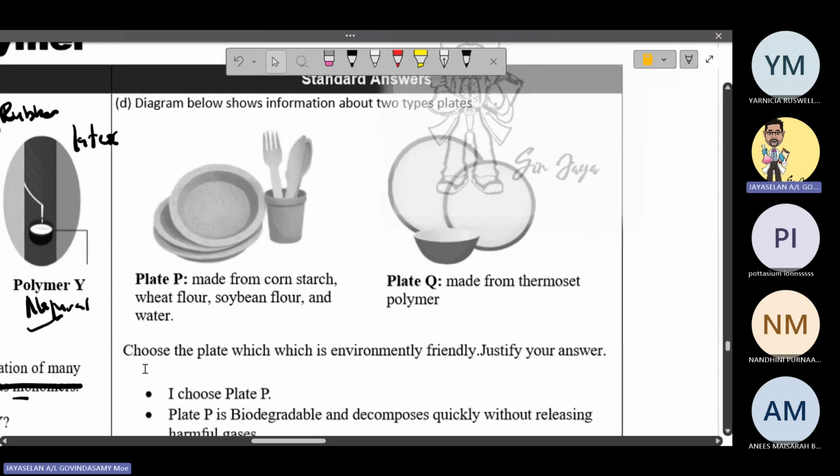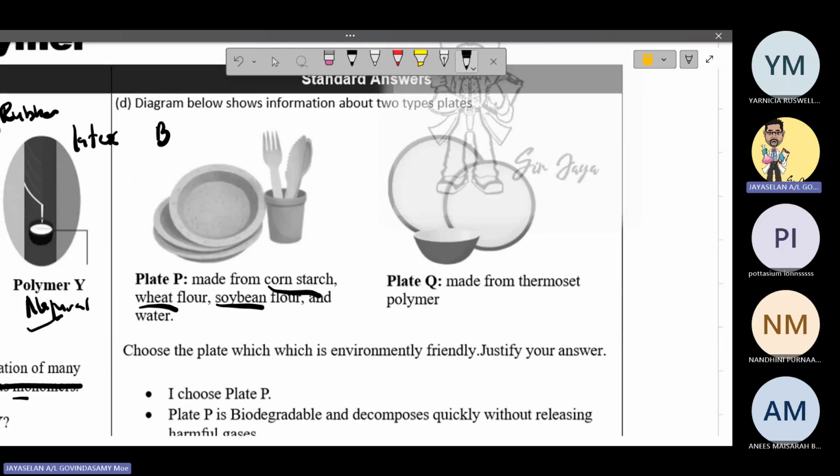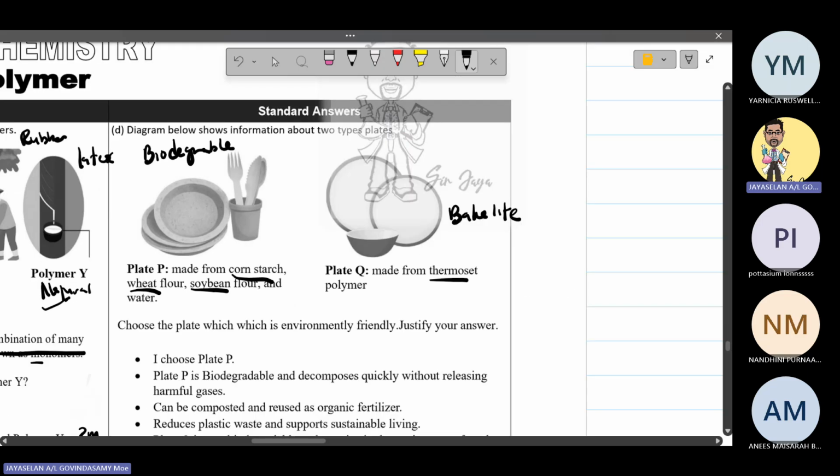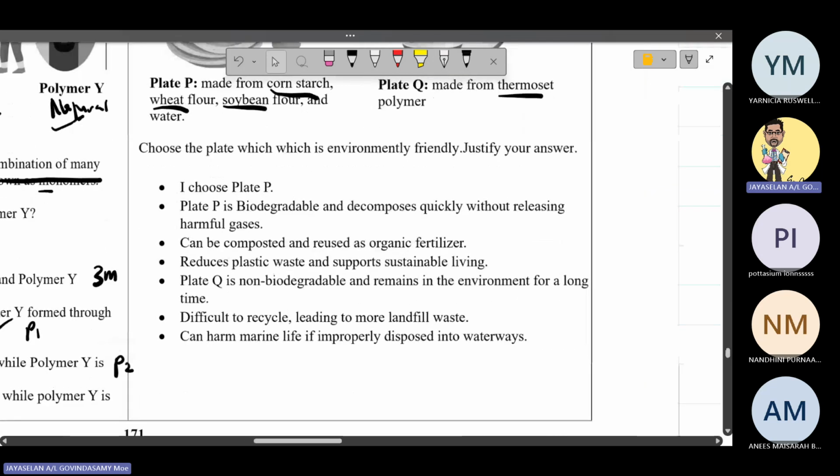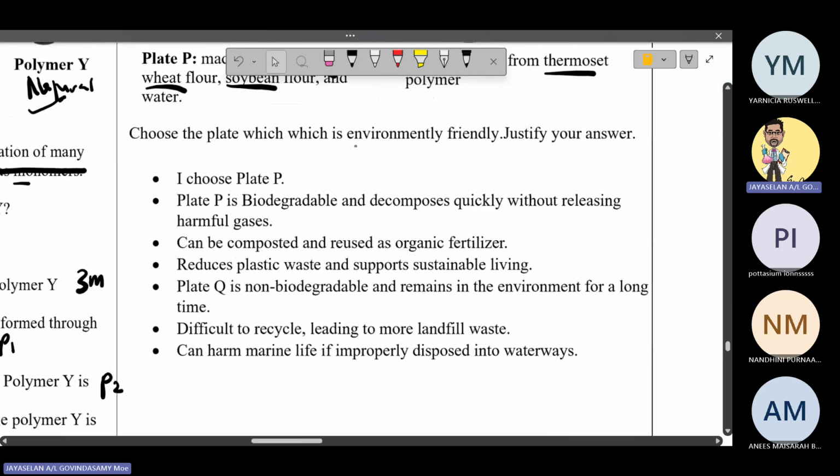Okay, now you see this, they are made up of cornstarch, wheat flour, soya bean flour, all that. This is biodegradable, can be decomposed easily. This one is thermoset. This is called bakelite. So write down, bakelite, once it breaks, cannot be used again. Cannot be remolded again, if asked. So choose the plate which is environmentally friendly, and justify your answer.